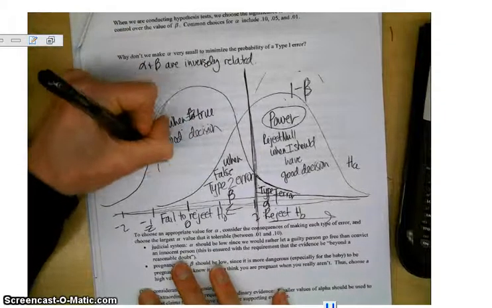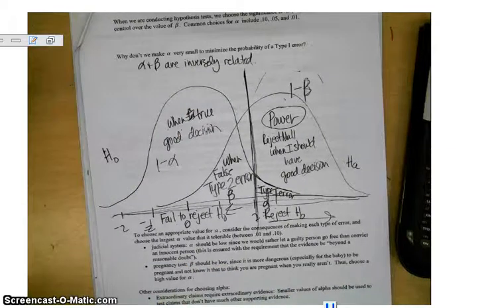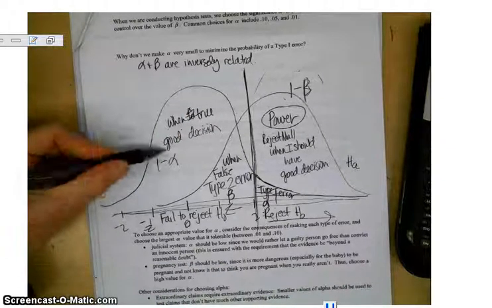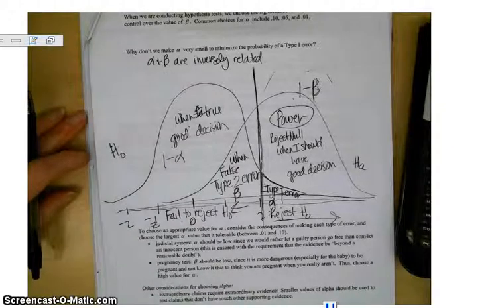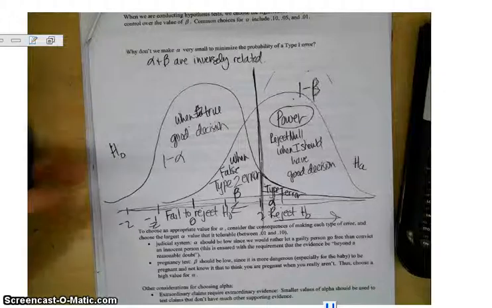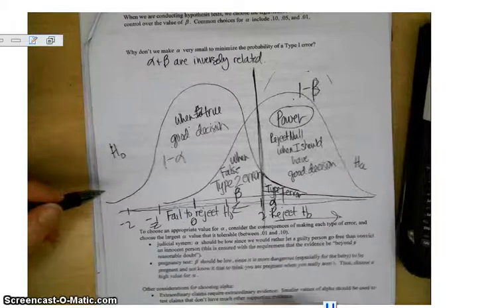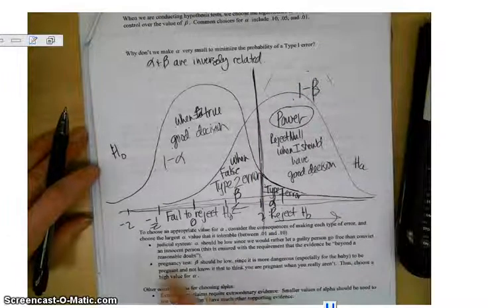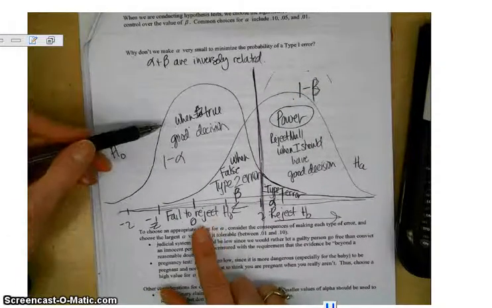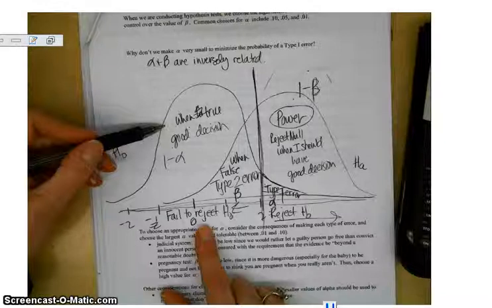And this is 1 minus alpha. That's a good decision. It doesn't have a special name at all. It's just 1 minus alpha. The extra one. Type 2, type 1, power, and then just making a plain old good decision, okay? You fail to reject the null when it's true, okay?